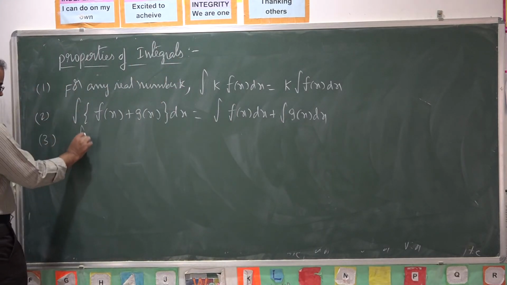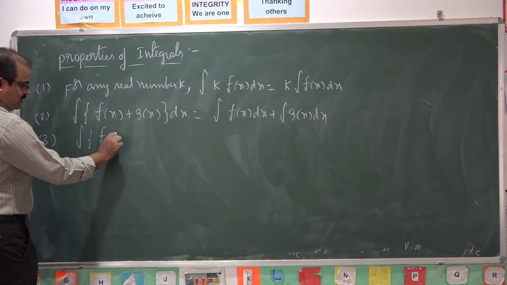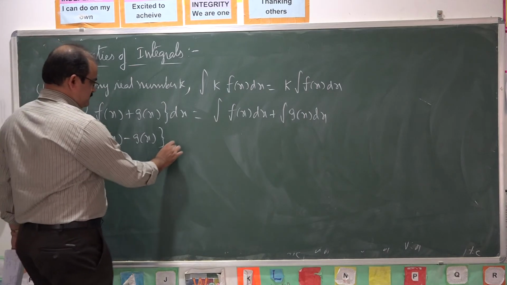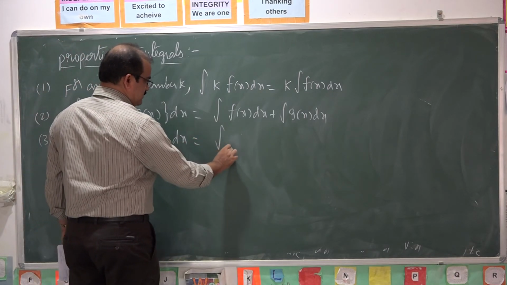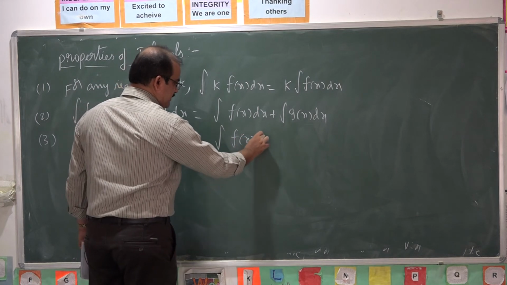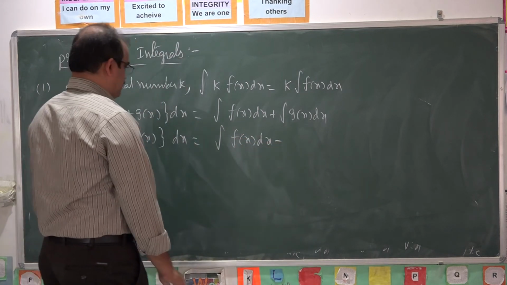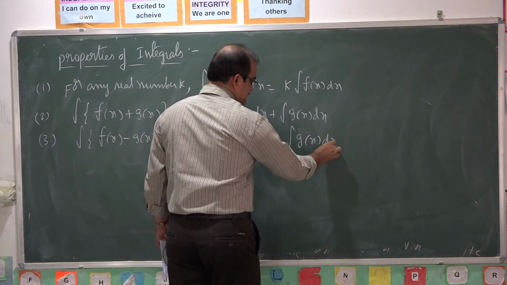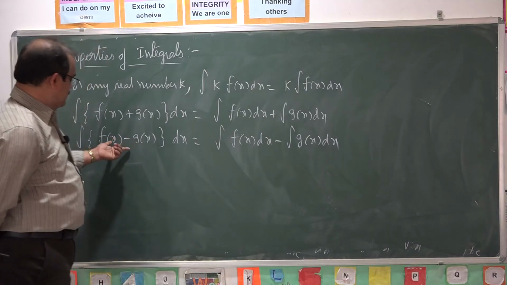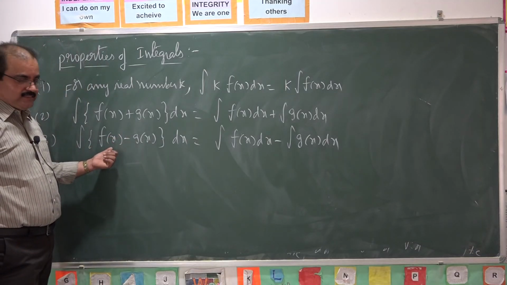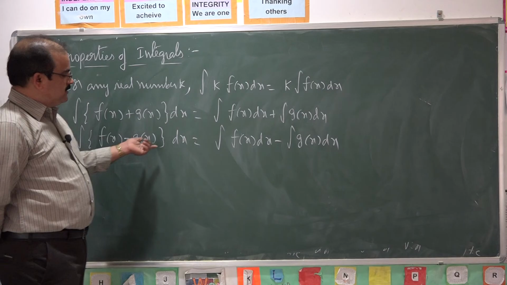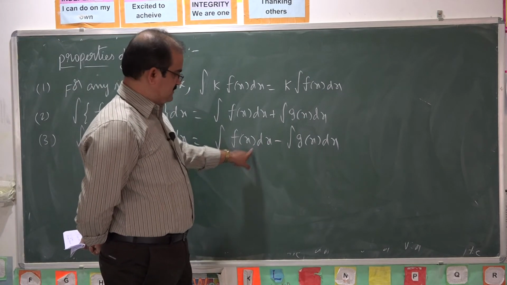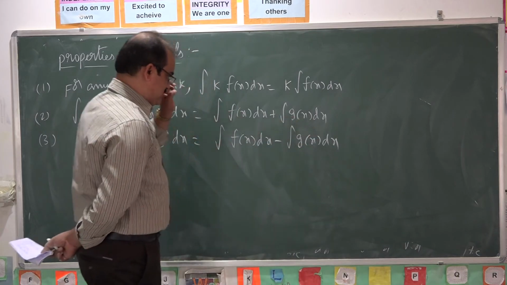Similarly, for the difference, integral of f of x minus g of x is equal to integral f of x dx minus integral g of x dx. Here the integral of the difference of two functions f of x and g of x is the difference of their integrals. It is the integral of f of x and it is the integral of g of x.